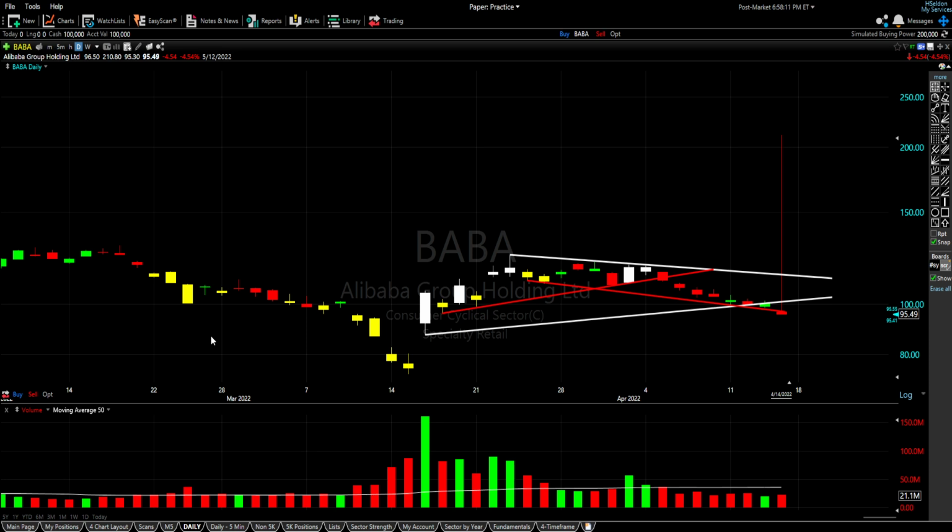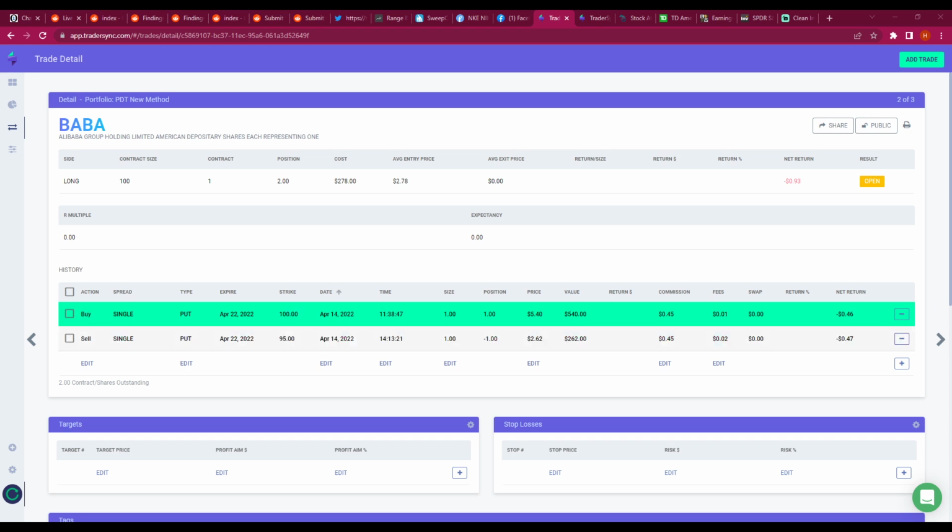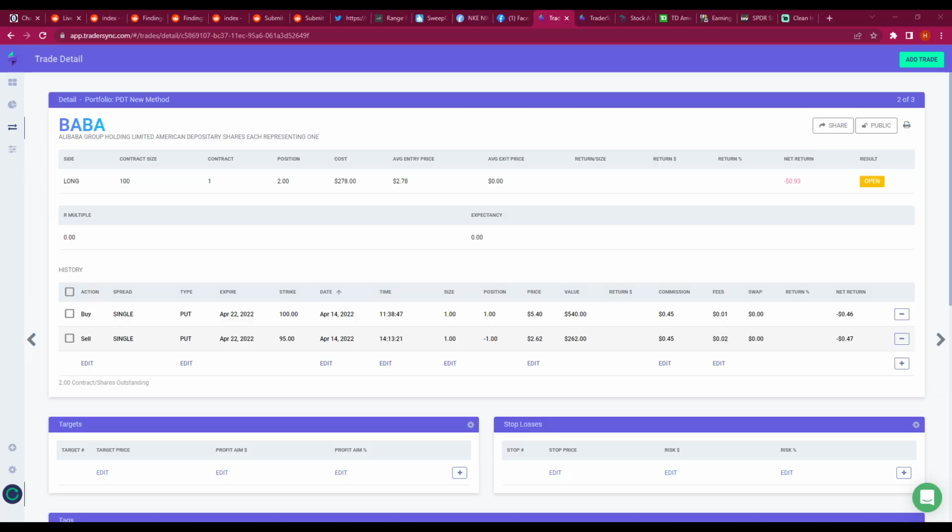But what did I do? I put on a short when I had bullish positions. So I took the put on BABA here, one of them, for $5.40. That's $540. That's a big chunk of the account. And I took the 100 strike puts. You see them right there, right? The problem is that it's one against everything else.